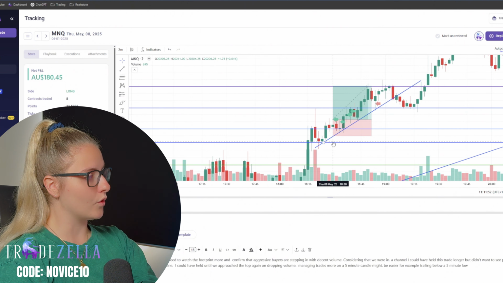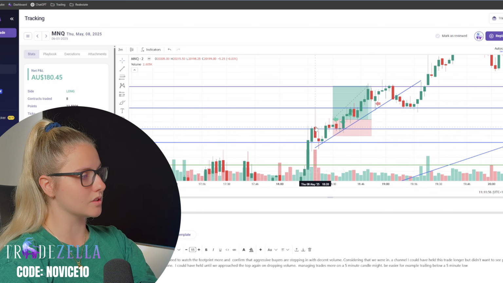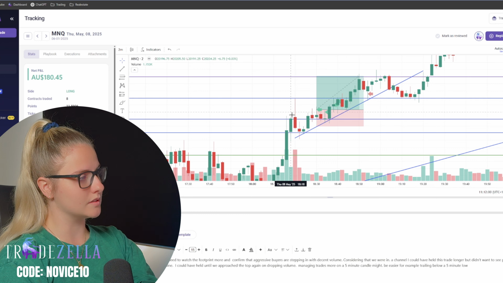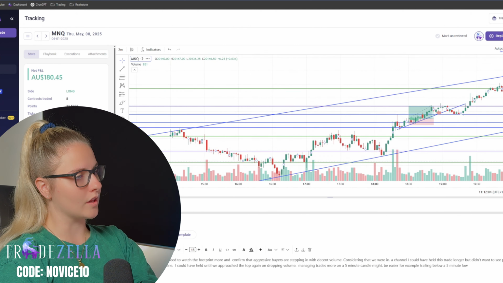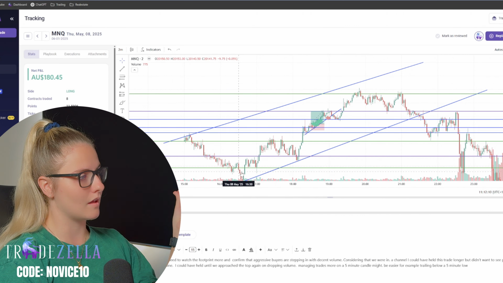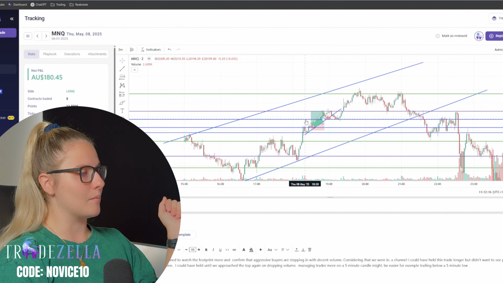Again, dropping volume as we have that pullback, after really good bullish signals, right? I was slightly worried with this trade because it did have this huge rejection candle, but we were in a larger big picture scenario. We were still in an ascending channel. We had just come off the bottom of it, had massive strength right here, and we're still in that middle zone.